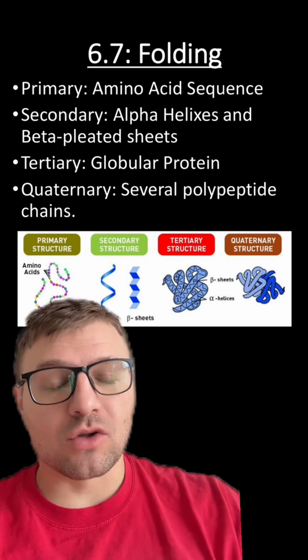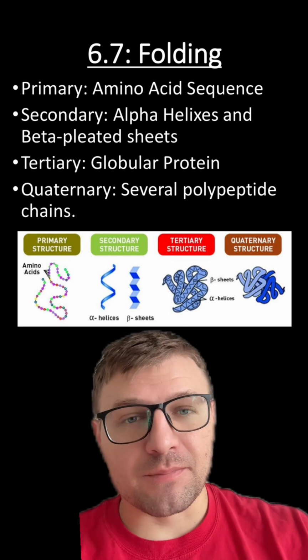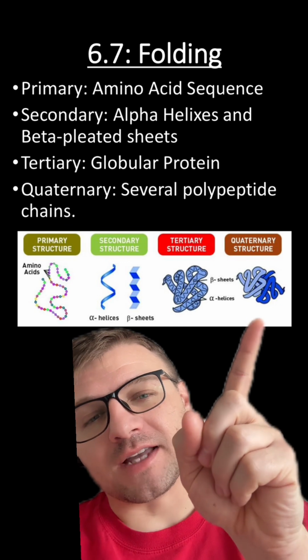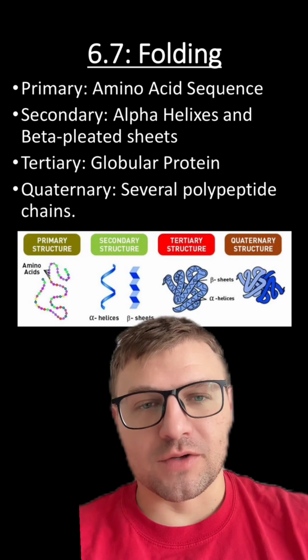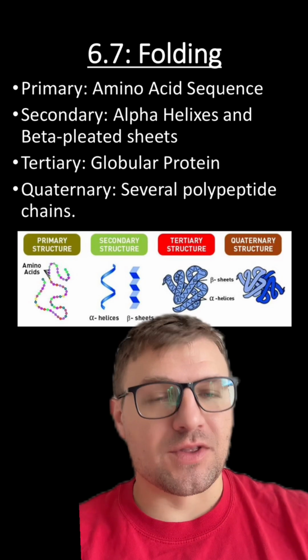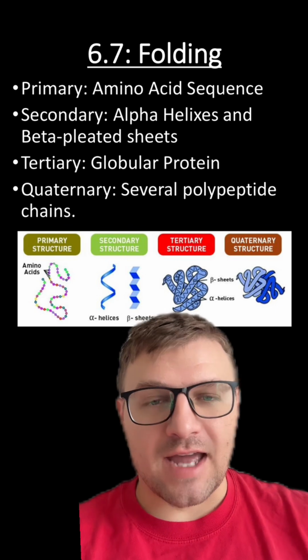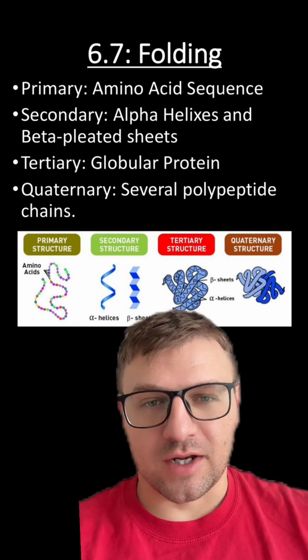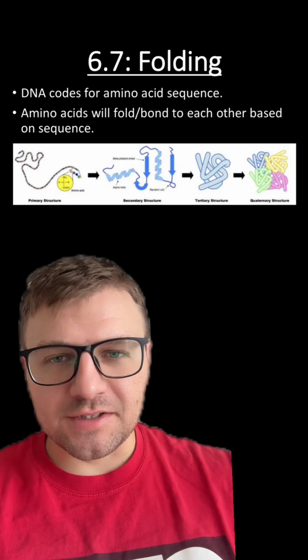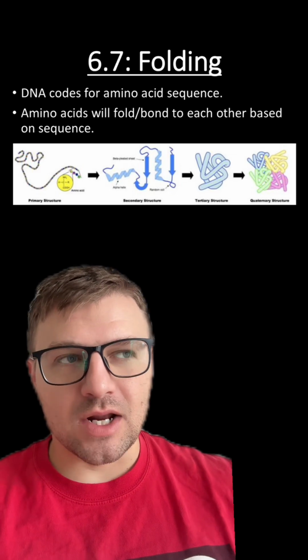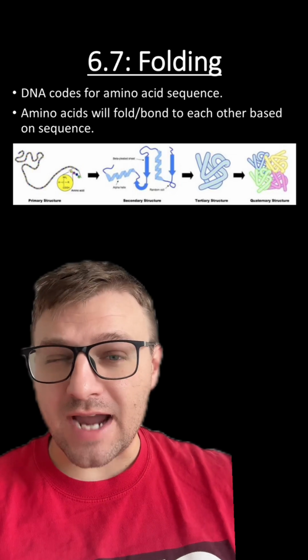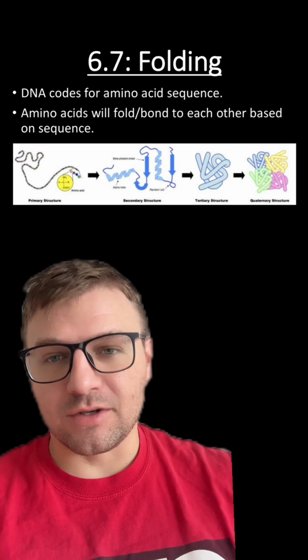However, we have something called the quaternary level. This is where some proteins are going to have several polypeptides. They're going to come together to form a larger protein. But remember, not all proteins have a quaternary level. It's just when there are several polypeptides that we constitute as having a quaternary level. Just like I said before, remember that the DNA is going to code for the amino acid sequence. And how the amino acids bond together or interact is going to be based on that sequence of DNA.